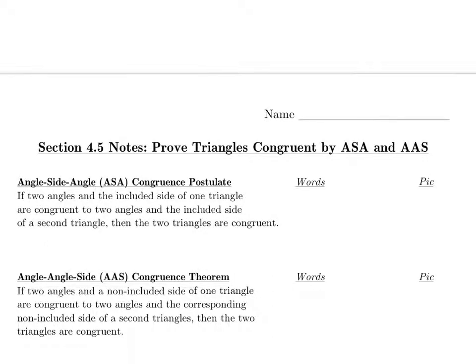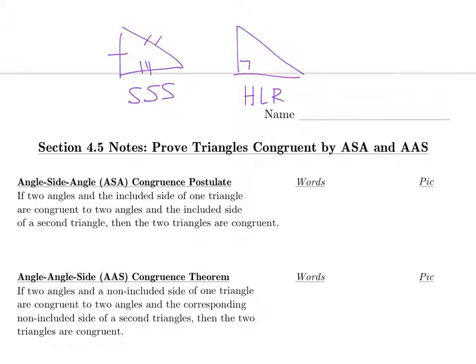Previously in this unit, you have proved triangles congruent by side, side, side, and we have also done two more. We've done HL, and remember that you have to have a right angle, first of all. The hypotenuse has to be congruent in both triangles, and one of the legs, so it can be either this leg or this leg, it doesn't matter. Just one of them has to be congruent.